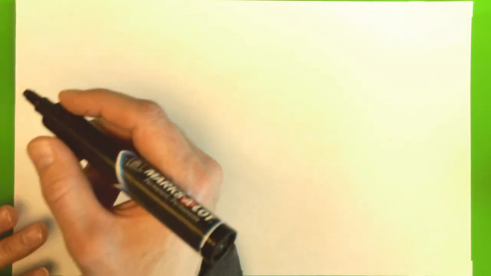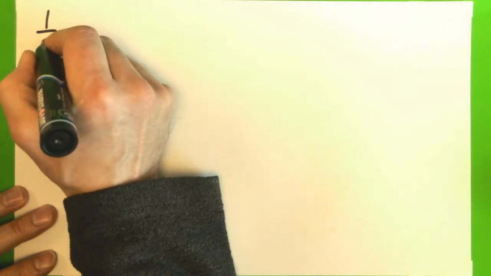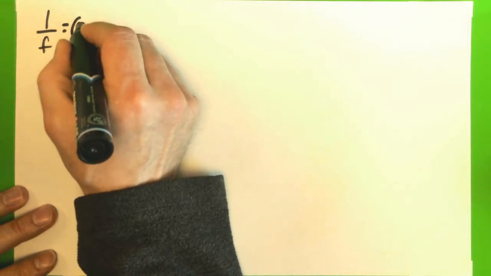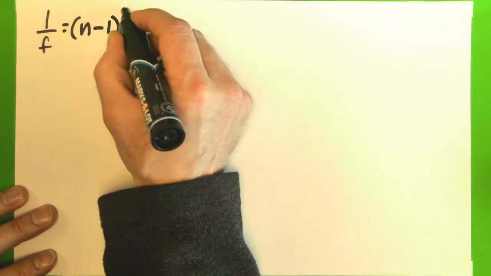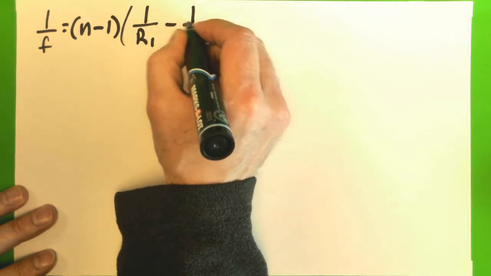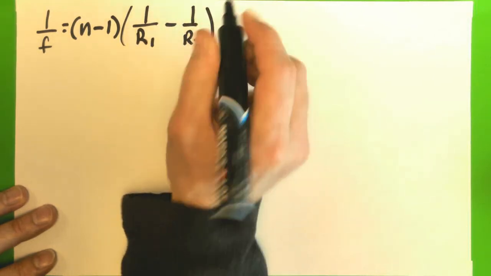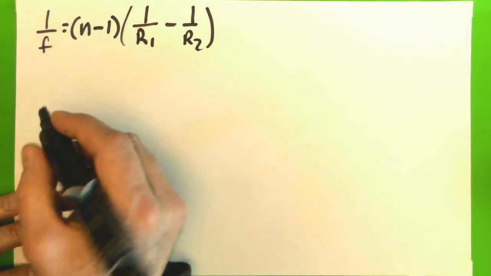Let's do some examples to make sure we know how to use the lens maker's equation. So here's our lens maker's equation. 1 over the focal length is equal to the index of refraction of the material minus 1, times the quantity of 1 over R1 minus 1 over R2. Okay, that's our lens maker's equation. So let's take a couple examples.